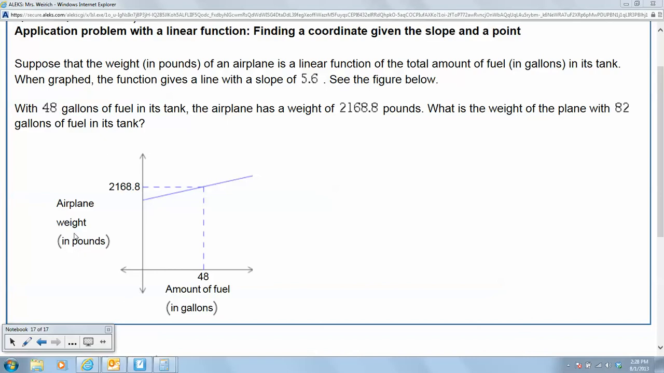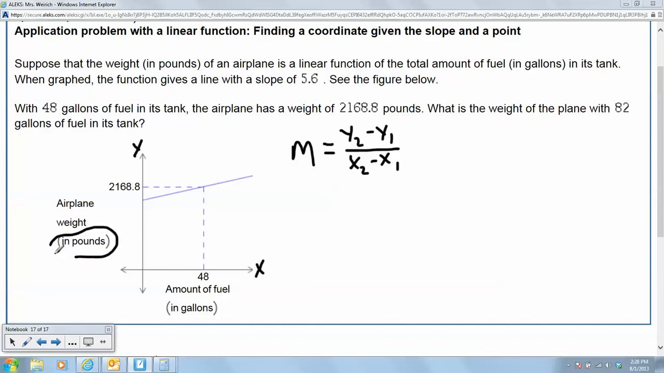So we have the airplane weight in pounds, which is along the y-axis here, and the amount of fuel in gallons, which is along the x-axis. We know, because we're in algebra class, the formula for slope. So the slope is m equals y2 minus y1 over x2 minus x1. This is our y-axis and this is our x-axis, so the y's are going to be the numbers that are in pounds. If you notice, the only number they give us that's in pounds is this one right here.